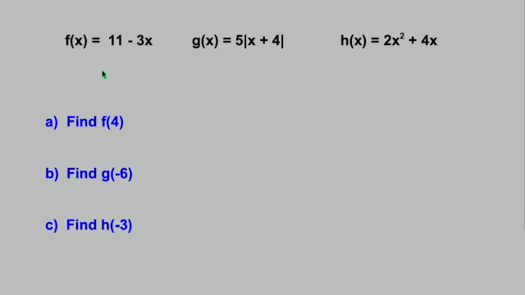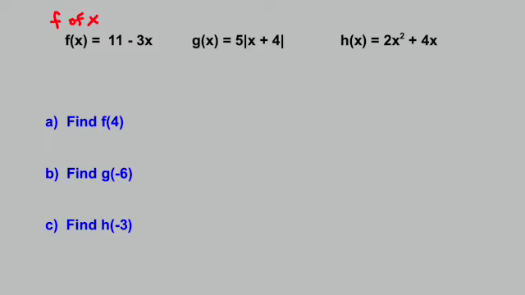All right, so what I have here is three different functions, as you can see. I have f of x equals 11 minus 3x. I have g of x equals 5 times the absolute value of x plus 4. And then I have h of x equals 2x squared plus 4x. And the first thing I wanted to point out is I'm saying f of x. So I'm going to write that out here in English, f of x. So don't mistake this as like f times x like we normally do in math. It's really just function notation here, so we just say f of x.